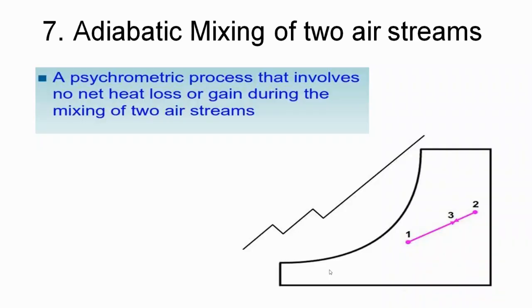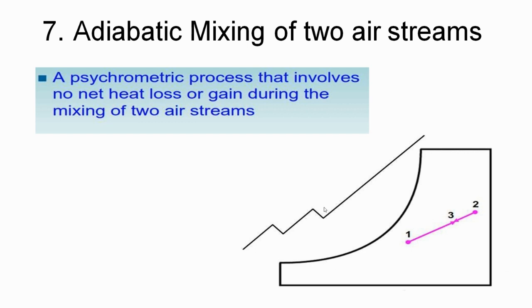So hello guys, this video would be more informative and interesting as well. In previous lectures we have seen the psychrometric processes, and today we are going to see our next process, which is adiabatic mixing of two streams, and then we will solve a numerical based on this psychrometric chart. So now, moving towards the content.